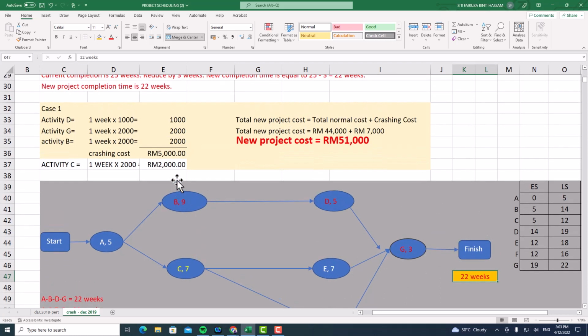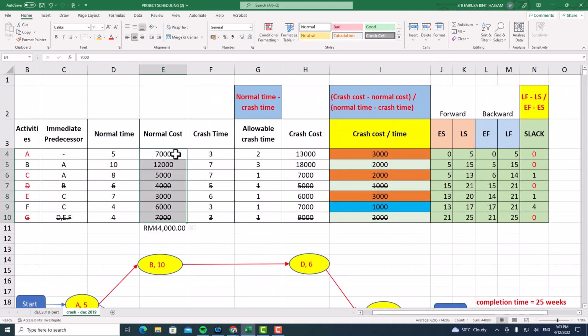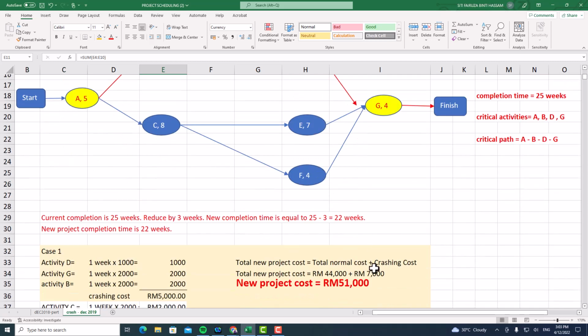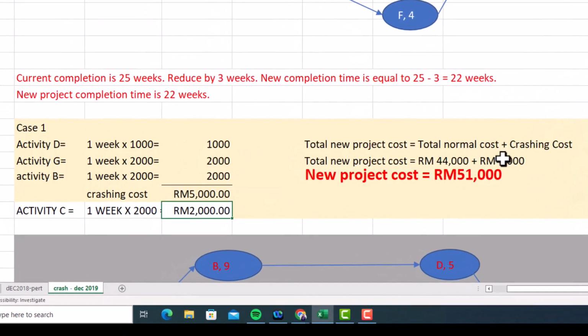Okay, then you need to calculate the new project cost. So the total project cost, you need to get the total normal cost plus the crashing cost. So how to get the total normal cost? From the normal cost listed from A until G, the total normal cost equal to 44,000. Okay, so here 44,000, plus 7,000. 7,000 is the crashing cost. This is the first crashing case that we have calculated just now, and this is the new case. So this one is case 1 and this is case 2.